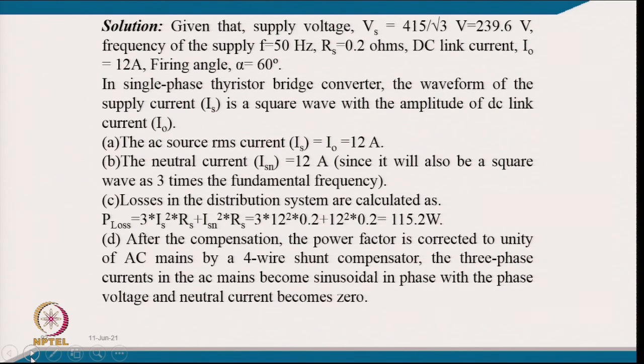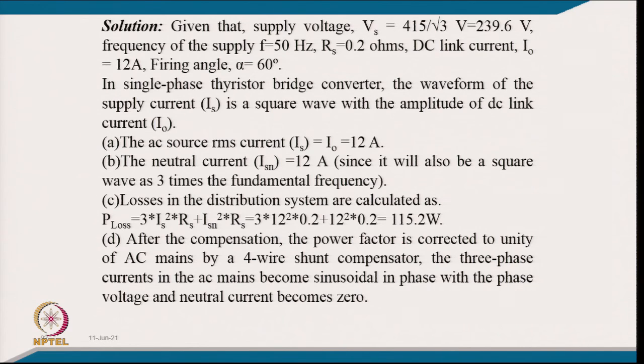So, it is IS equal to I0 equal to 12 ampere and the neutral current you have seen is of the same peak, but 3 times the frequency of this square wave. So, it is also 12 ampere and it will also be a square wave at 3 times the fundamental frequency, because triplen harmonics will flow into the neutral, and losses in the distribution system are 3 times in all 3 phases, 3 IS square into RS plus the neutral current IS square RS. So, you will have 3 times 12 ampere square into 0.2 and 12 ampere square into 0.2, that is the neutral current losses, and it becomes 115.2 watt.